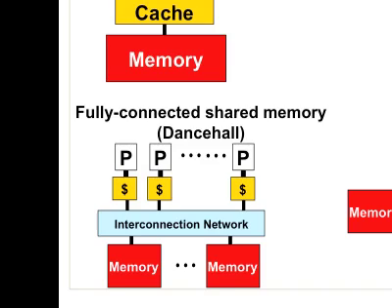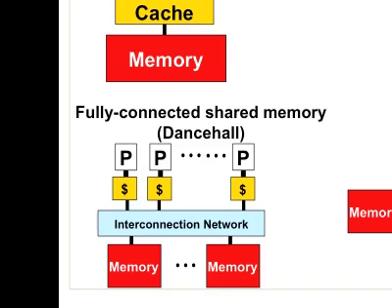The figure on the top right is the bus-based shared memory, and the $ sign refers to the cache. Each processor has a private cache connected to it, and these private caches are connected to a bus, and one single memory unit is connected to the bus. So all the processors will access the memory through their private caches.